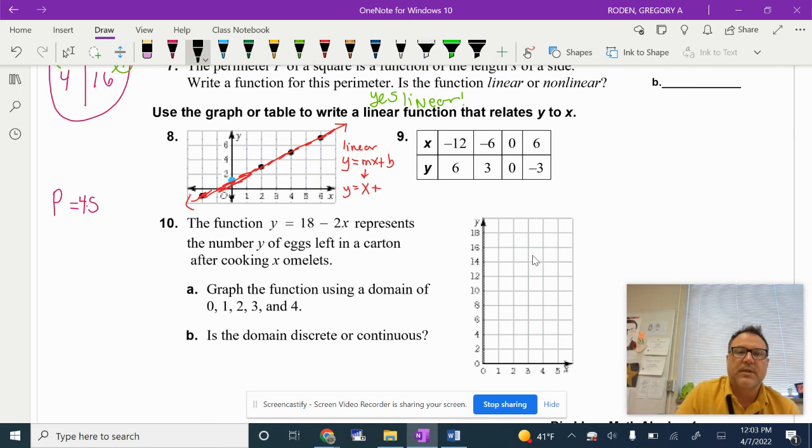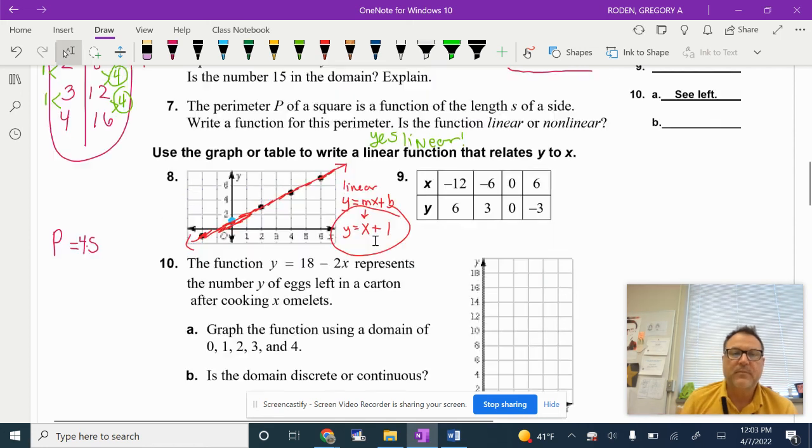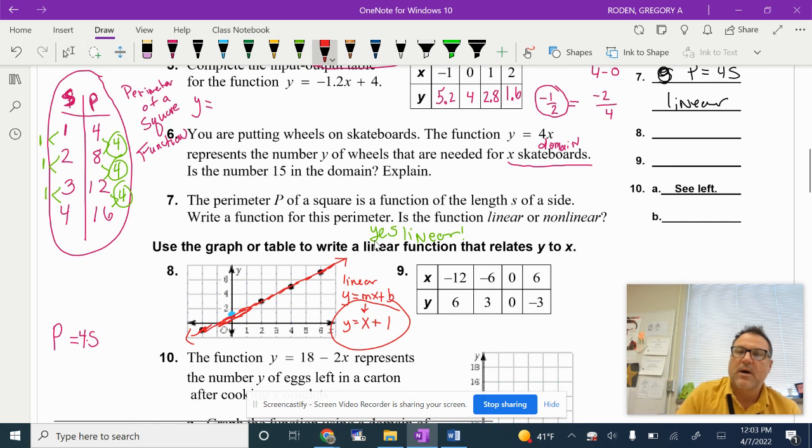So my equation is y equals 1x plus 1. It looks like it's going to be crossing at 1. So there's my linear equation for my function for number 8. y equals x plus 1. Because I never put the 1 in front of the x, right?